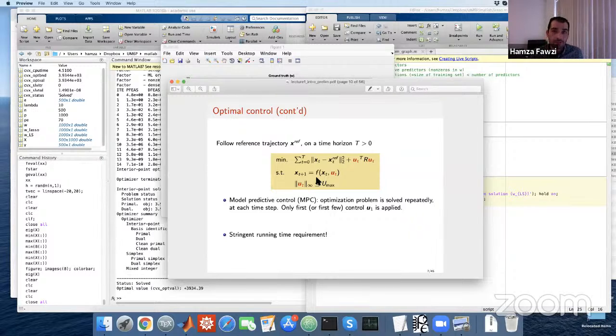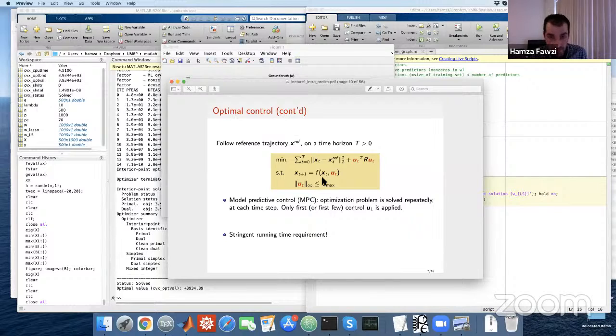In the context of robotics, if we see how these optimization problems are used in practice, one very common usage of these optimal control problems is in a receding horizon control framework, what we call model predictive control as well. Essentially, this problem is solved repeatedly at each time step, each discretization time step.